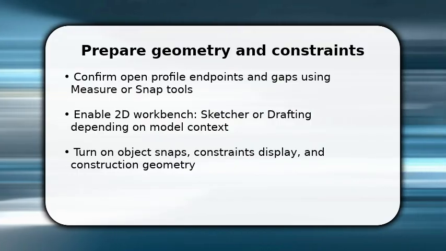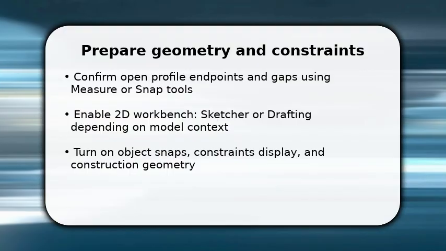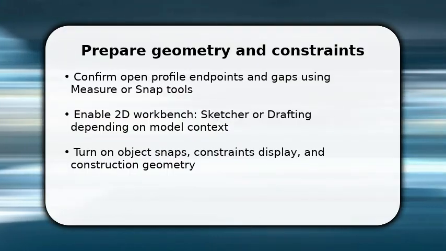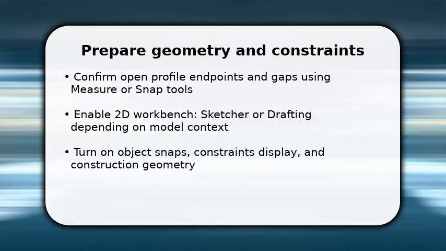Once done, switch to the relevant 2D workbench, Sketcher for new sketches or drafting for projected curves, and turn on construction geometry and constraints display so you can see which degrees of freedom remain and why the profile won't close automatically.